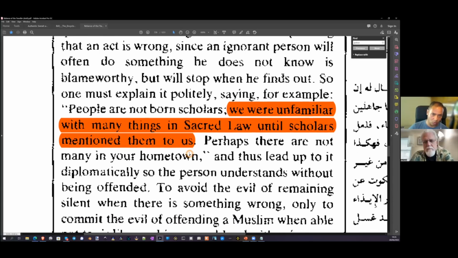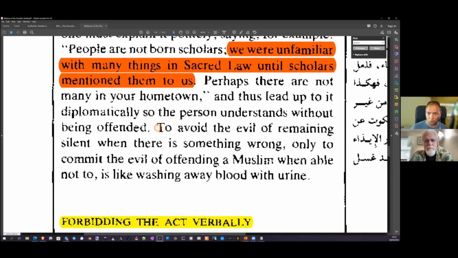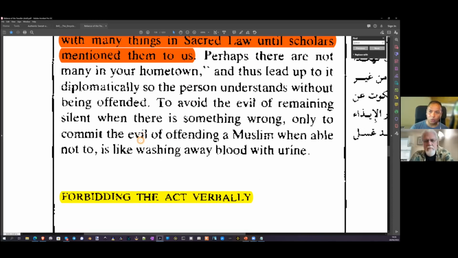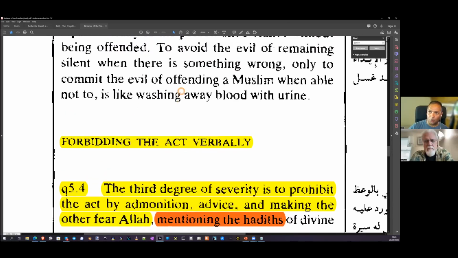So Muslims are to know these legislative laws, the legislation. They should be familiar with this, right? So perhaps there are none in your hometown, so you need to talk about that, right? Now, to avoid the evil of remaining silent when there is something wrong, only to commit the evil of offending a Muslim when able not to, is like washing away blood with urine.